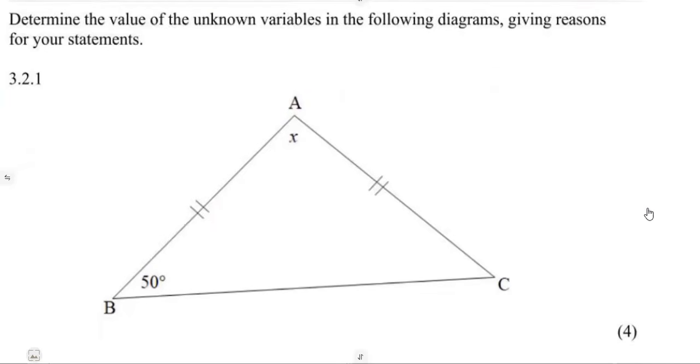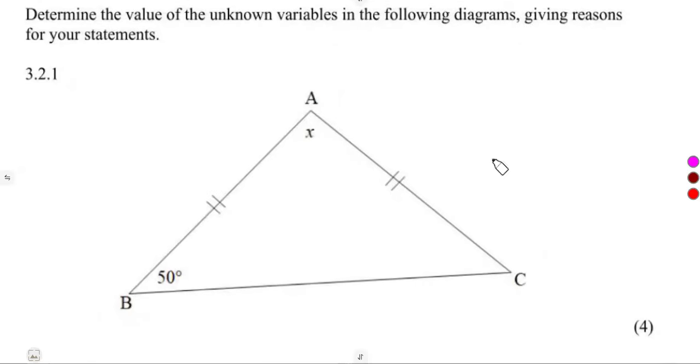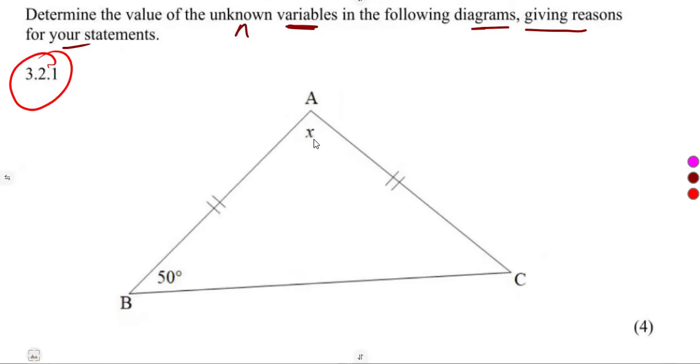All right. Another statement on question 3.2 was to determine the value of the unknown variables in the following diagrams, giving reasons for your statements. 3.21. This is our diagram for 4 marks. Our variable being what? X. How can we calculate X? There is only one angle that you are given. If we were given this angle, we're going to use the concept of what?